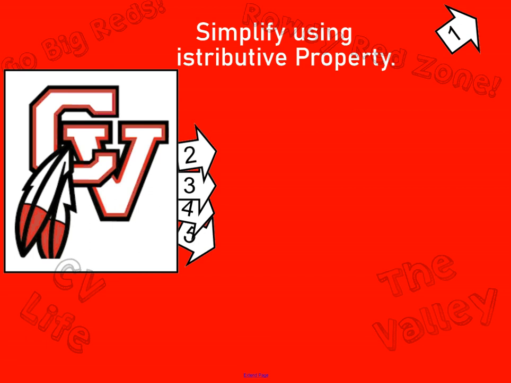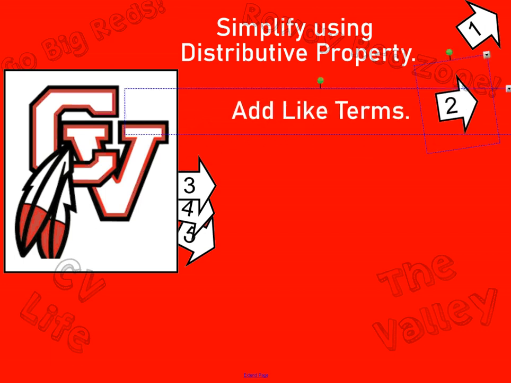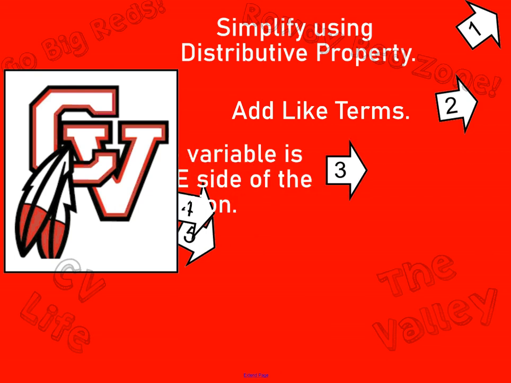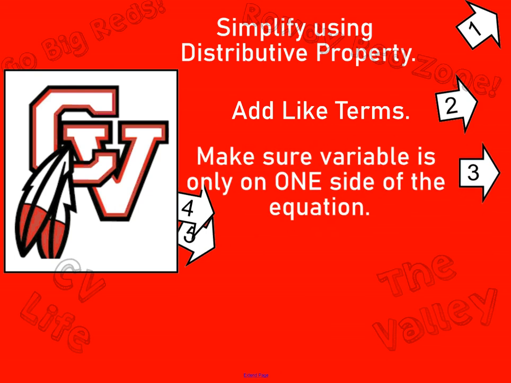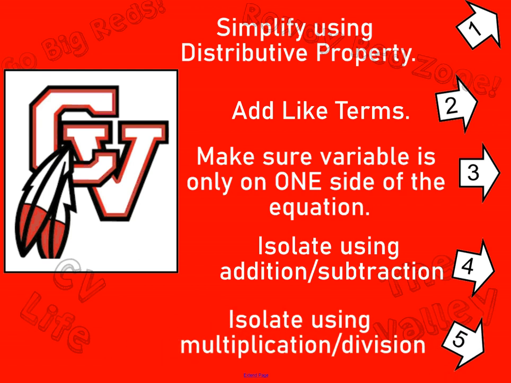So step one is we want to simplify using the distributive property. Step two, we want to add like terms. Step three is to make sure our variable is on one side of the equation. Step four is to isolate our variable using addition and subtraction. And step five is to isolate our variable using multiplication or division. If you follow these 5 steps, you will get every single problem correct.